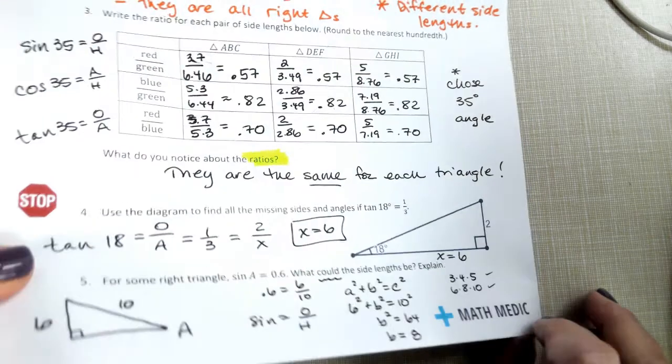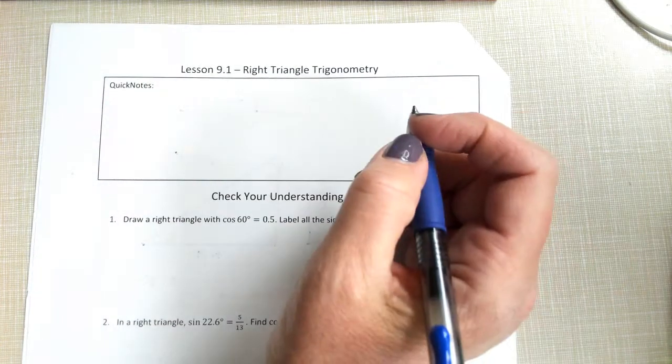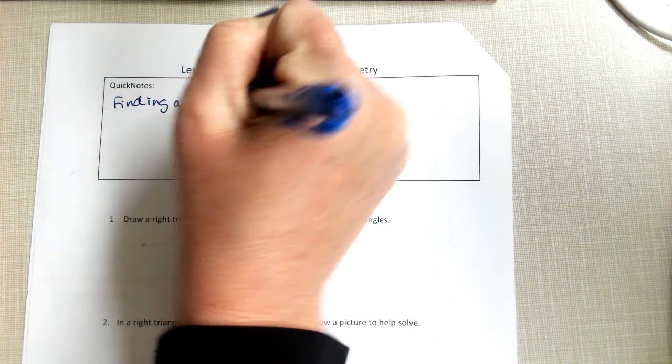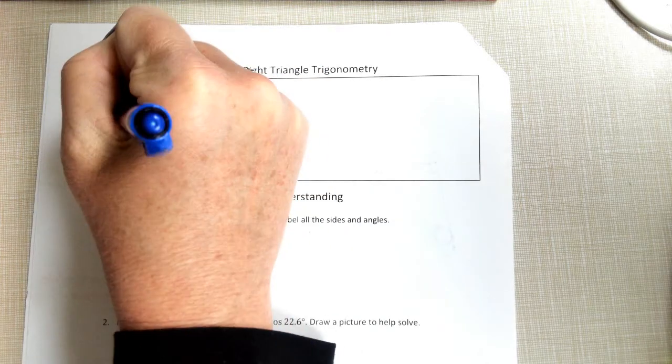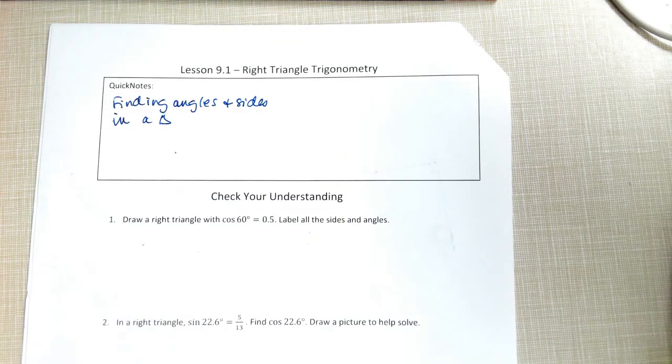So on the back here are quick notes to make. Again, I know we're going backwards, but I'm hoping this really reinforces it, because you're going to use it for special right triangles, and we're going to use it for something called the unit circle. So, finding angles and sides in a triangle. I should white this out and say in a right triangle.